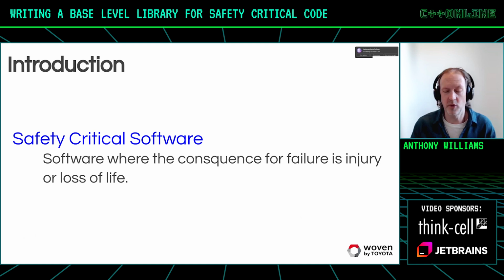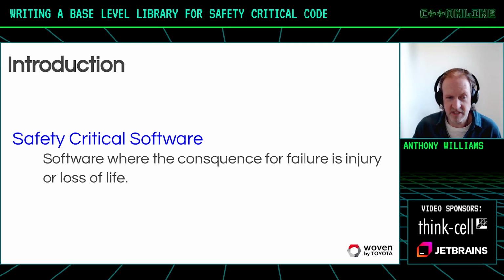Just for the sake of clarity, because people talk a lot about what we mean by safety in C++ at the moment: specifically when I'm talking about safety and safety critical software, I mean software where the consequence of failure is potentially injury or loss of life. Obviously, that's not specifically cars. Like I said, we know the software that controls the drive chain, the brakes, the steering. Clearly, if that goes wrong, there's potential for injury or loss of life.